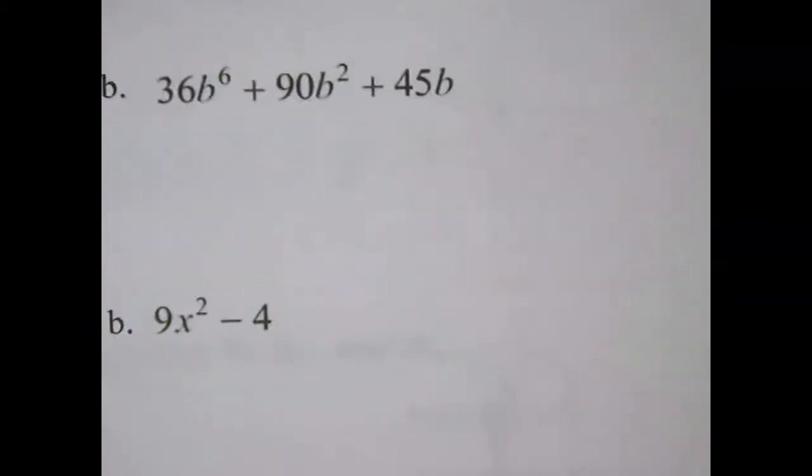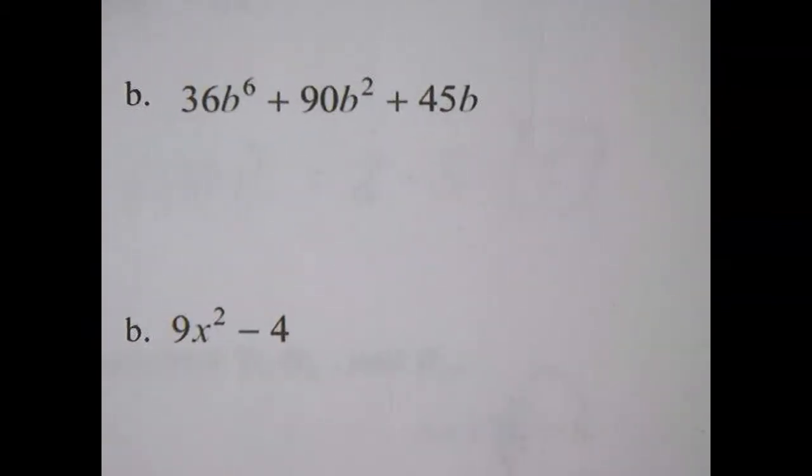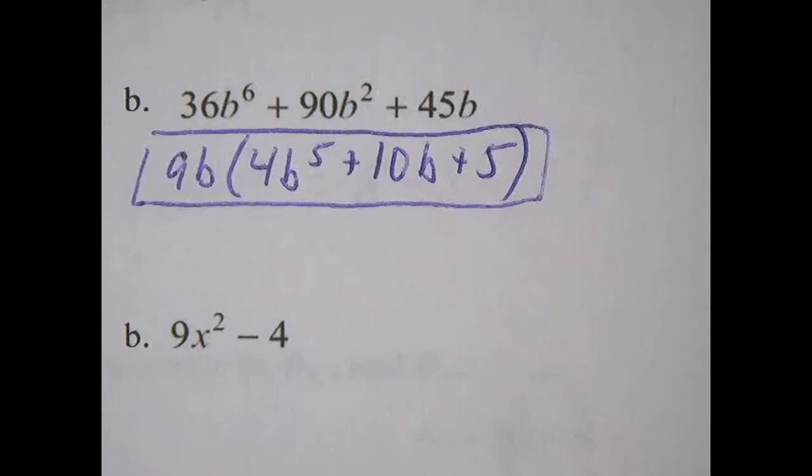Okay, let's try the same thing with this. The GCF in all 3 of these, the number part is 9, and the variable part is b. So why don't you guys work ahead, we've done this before, just to see if we match answers. Okay, so there it is.